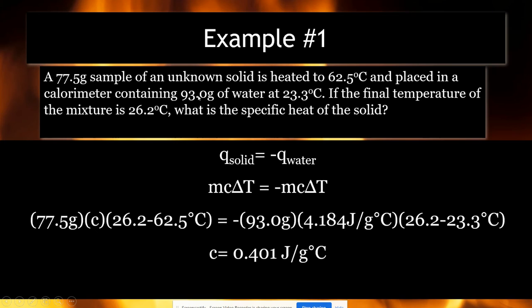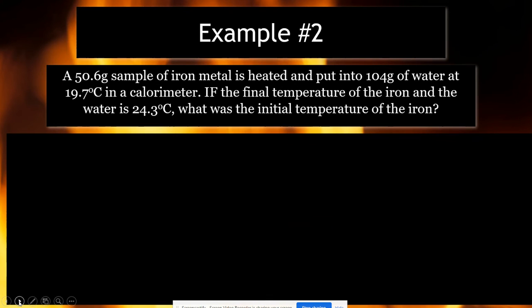So we know that the mass of the water was 93 grams. We can look up on our reference table that the specific heat is 4.18 for water. And then again, delta T, final temperature was 26.2. Initial temperature of the water was 23.3. Okay, solving that out for our C here, we get that the specific heat of our solid was 0.401 joules per gram degrees Celsius.